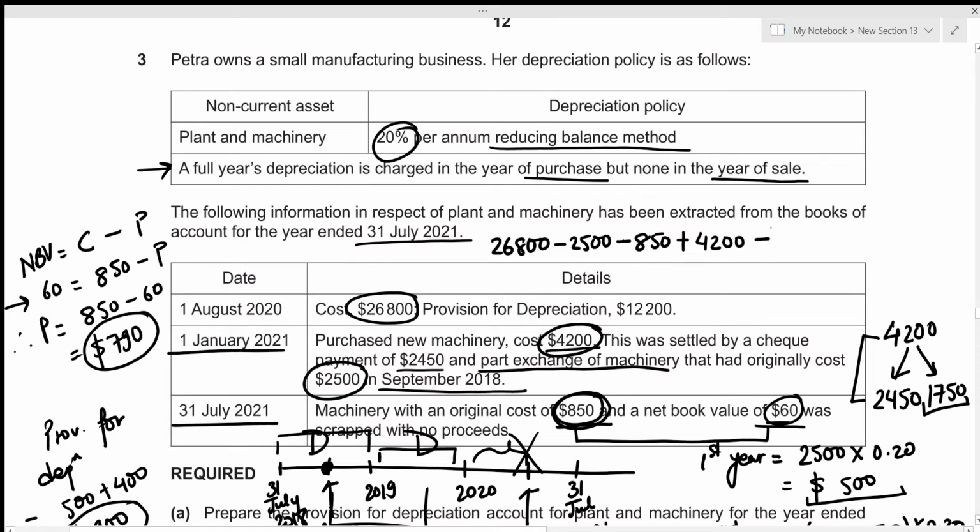Now we need to subtract the provision for depreciation. So the original provision for depreciation was 12,200. We need to subtract it.